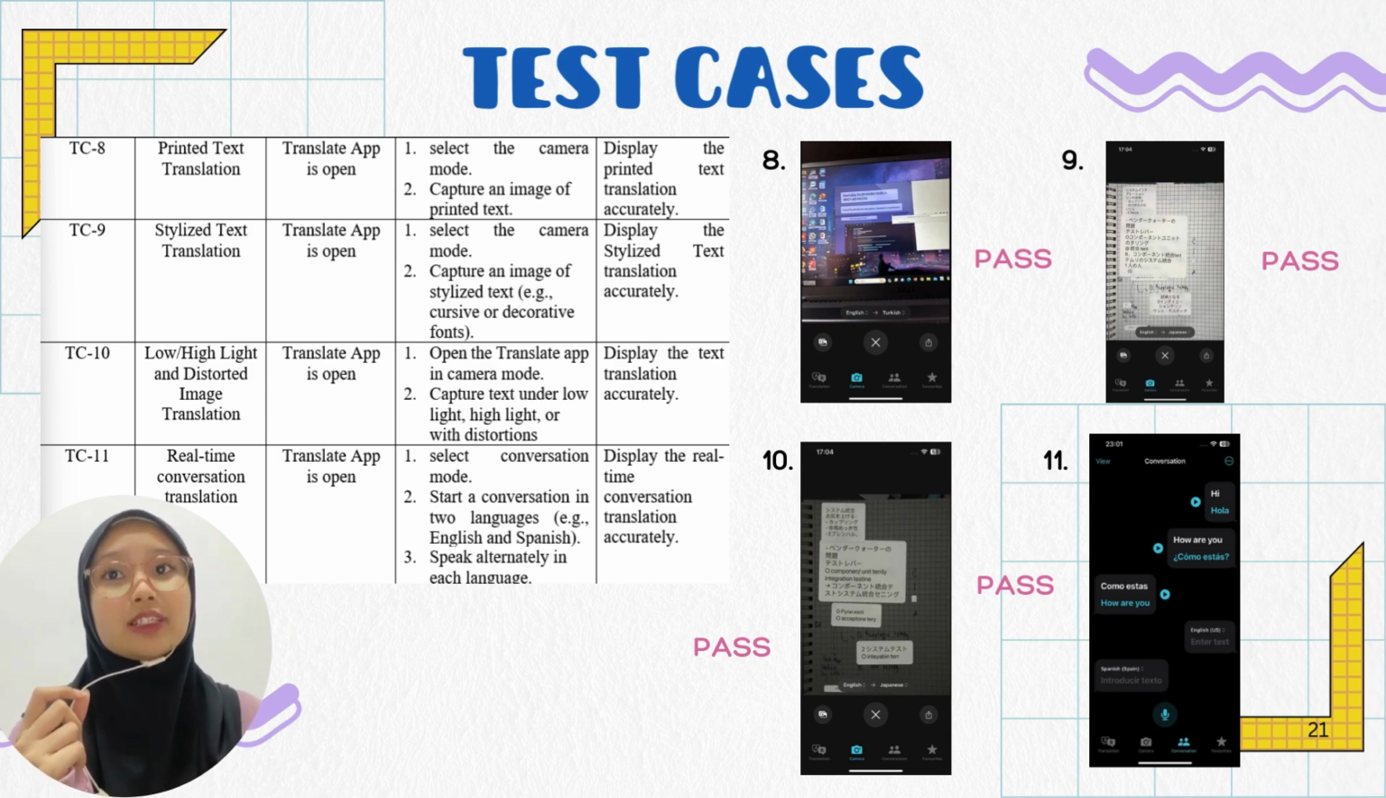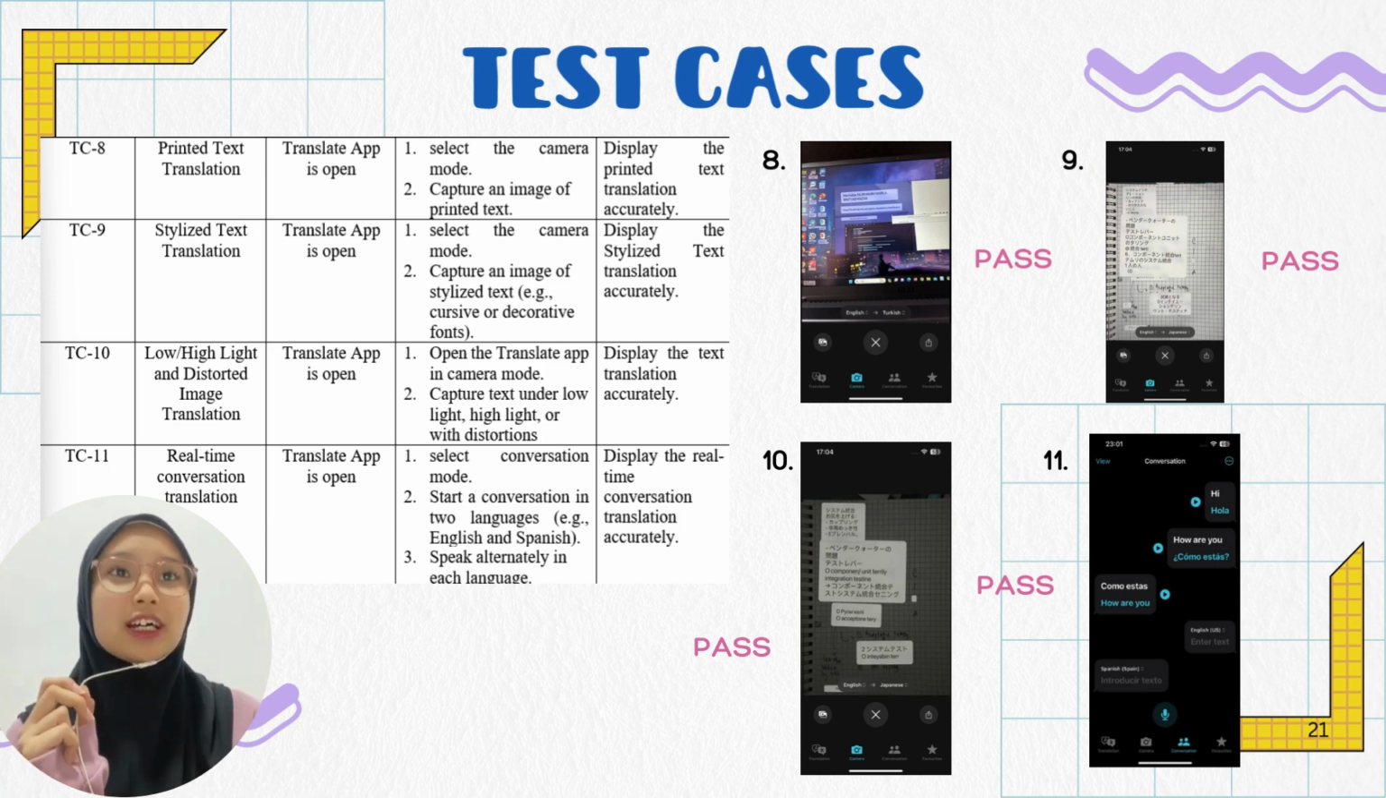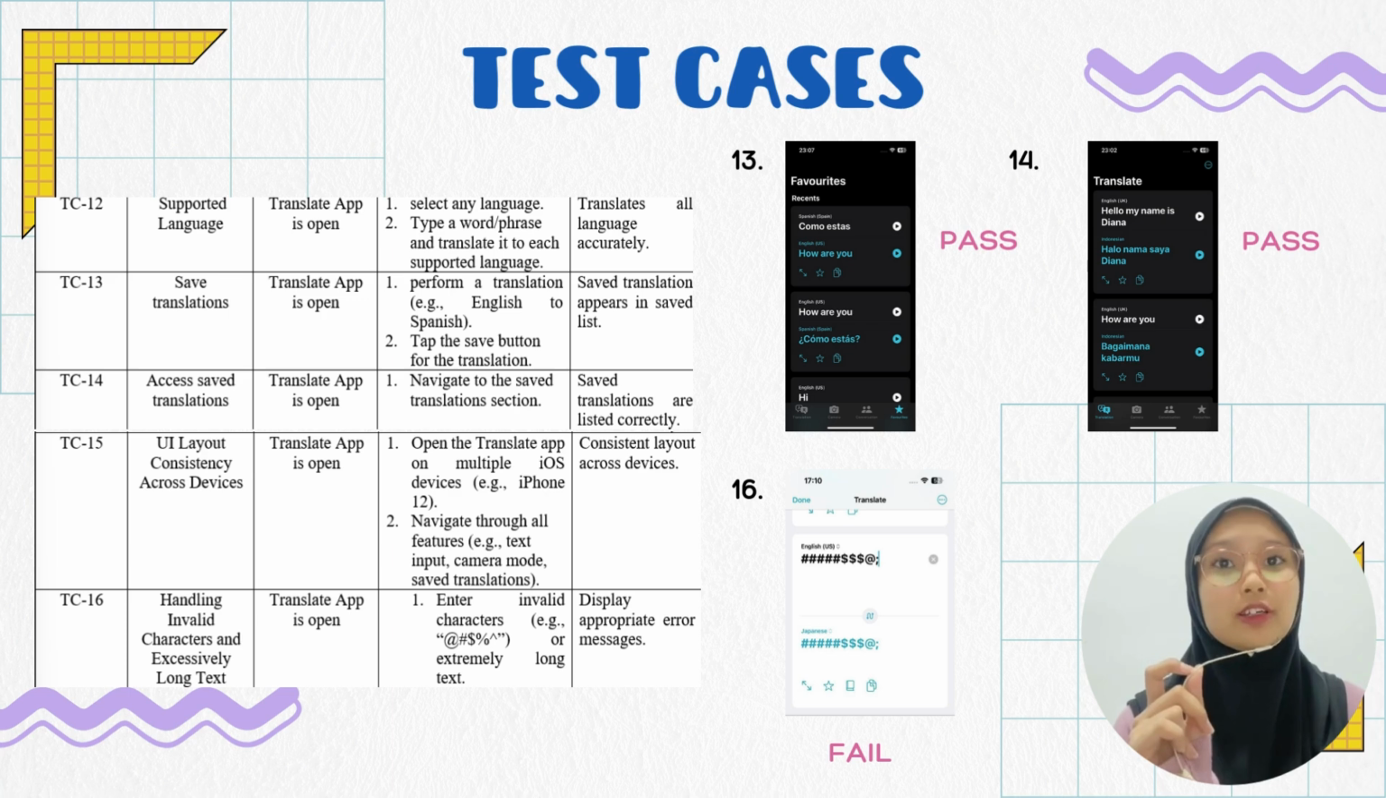And then number 10 is low or high light and distorted image translation. At this point, even though the picture is in low light, it will still display and translate. For numbers 12, 13, 14, and 15, all of these show the expected result, like translating all languages accurately, or saved translation appears in the saved list, and consistent layout across devices.